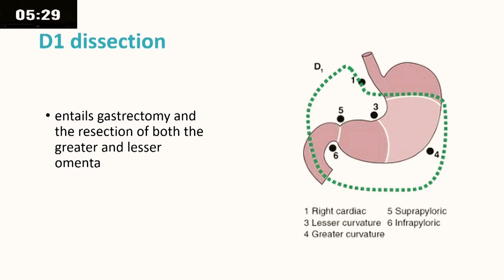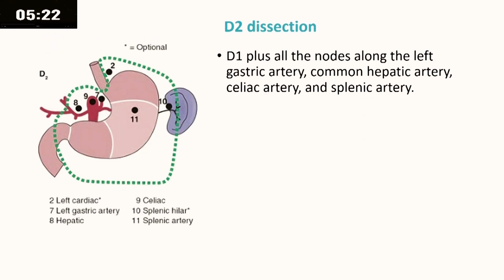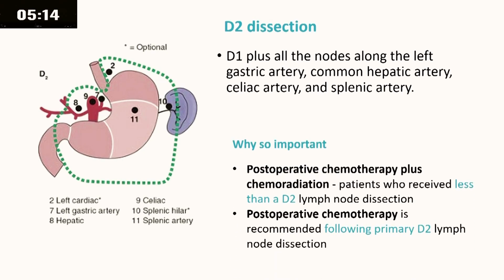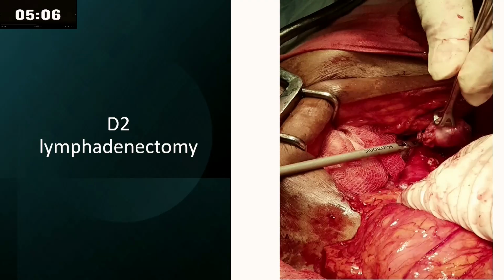This is the D1 resection, which entails the gastrectomy and the resection of both the greater and lesser omenta. And D2 dissection is D1 plus all the nodes along the left gastric artery, common hepatic artery, celiac artery, and splenic artery. Why is this so important? Because postoperative chemotherapy plus chemoradiation is required in patients who receive less than D2 lymph node dissection.